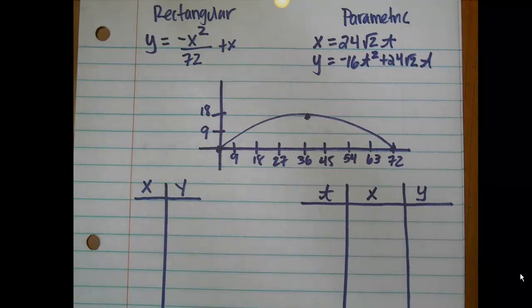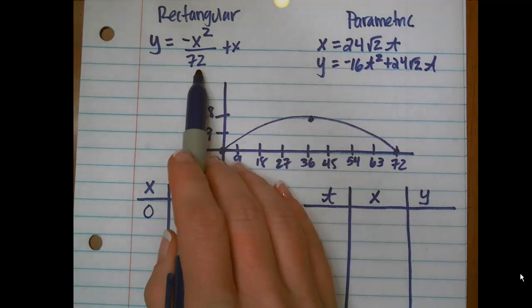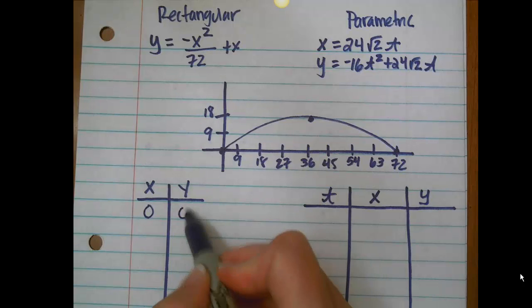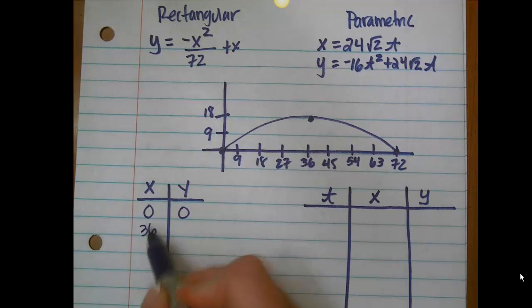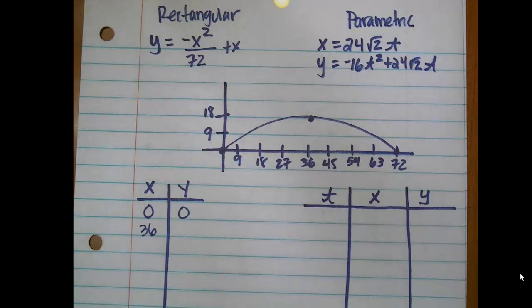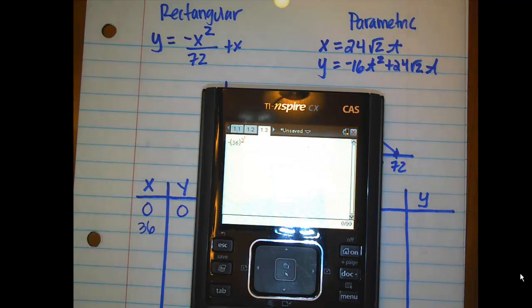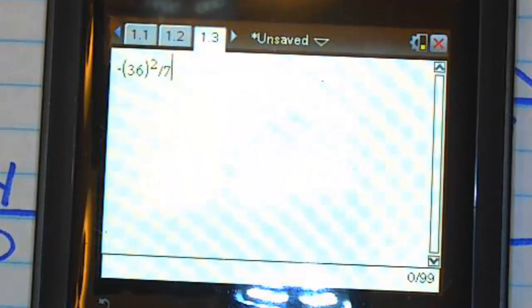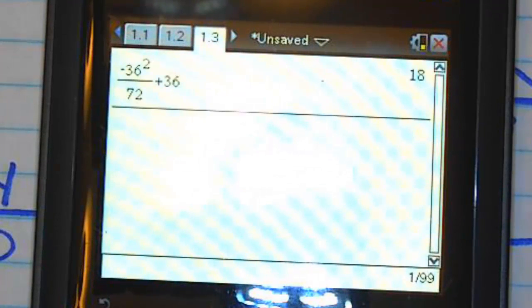Now let's look at this from a graphical perspective. If I put 0 into the rectangular equation, I would have negative 0 squared over 72 plus 0. My output is 0. I'm going to pick nice numbers that come on the graph nicely. So when I pick 36, negative 36 squared over 72 plus 36, I get an output of 18.